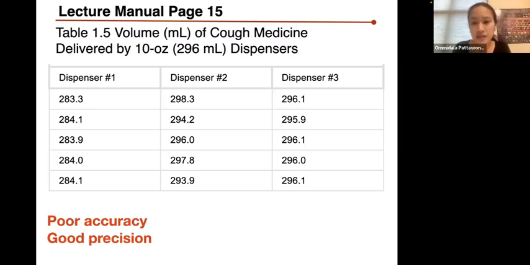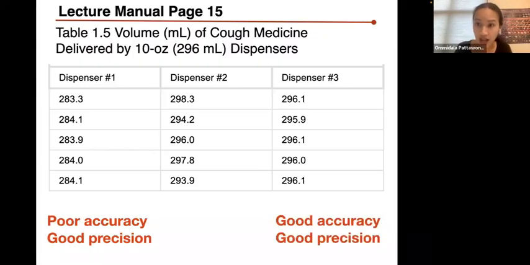Now I'm going to skip to dispenser 3 real quick. If you're looking at dispenser 3, all of those are very close to 296. So this would be an example of good accuracy, and they are also very close to each other, so it's good precision as well.